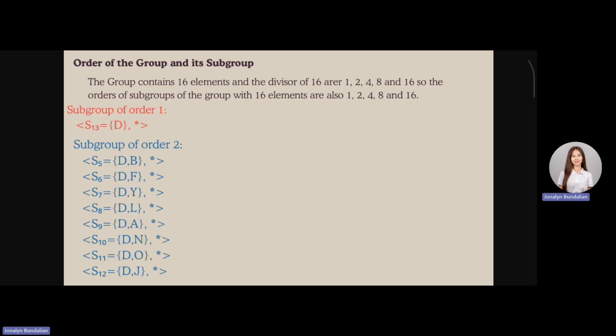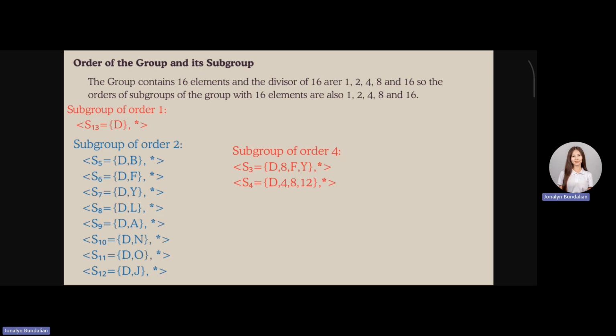And the subgroups of order number 2 are S sub 5 is equal to {D, B}, S sub 6 is equal to {D, F}, S sub 7 is equal to {D, Y}, S sub 8 is equal to {D, L}, S sub 9 is equal to {D, A}, S sub 10 is equal to {D, N}, S sub 11 is equal to {D, O}, S sub 12 is equal to {D, J}. And for the subgroup of order number 4, S sub 3 is equal to {D, 8, F, and Y}.